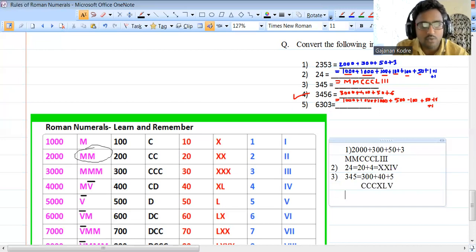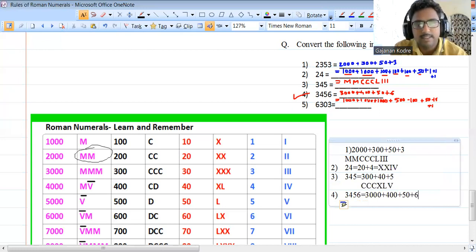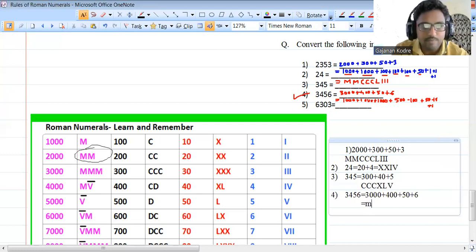Next, the fourth one. How will you write the fourth one? 3, 4, 5, 6. First, write down the expanded form: 3000 plus 400 plus 50 plus 6. Here you just have to write the symbol for 3000. It is MMM. 400 is CD, 50 is L, and 6 is VI.